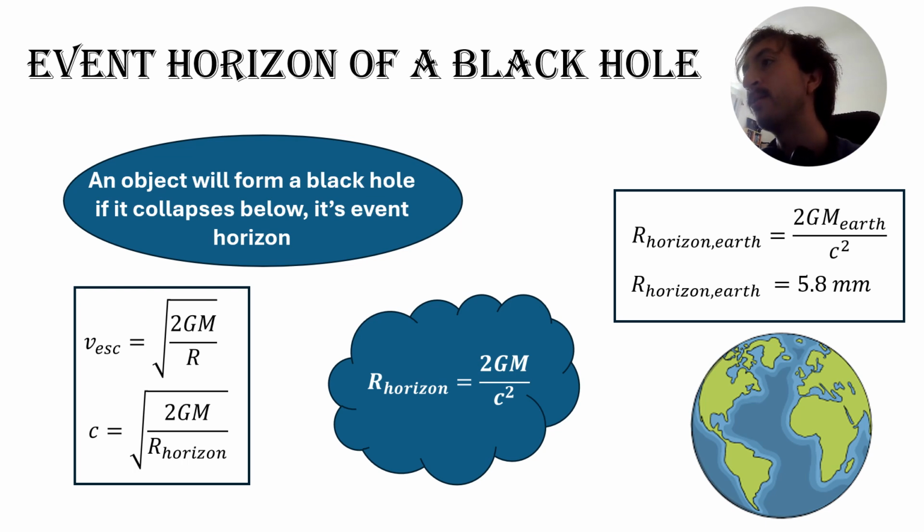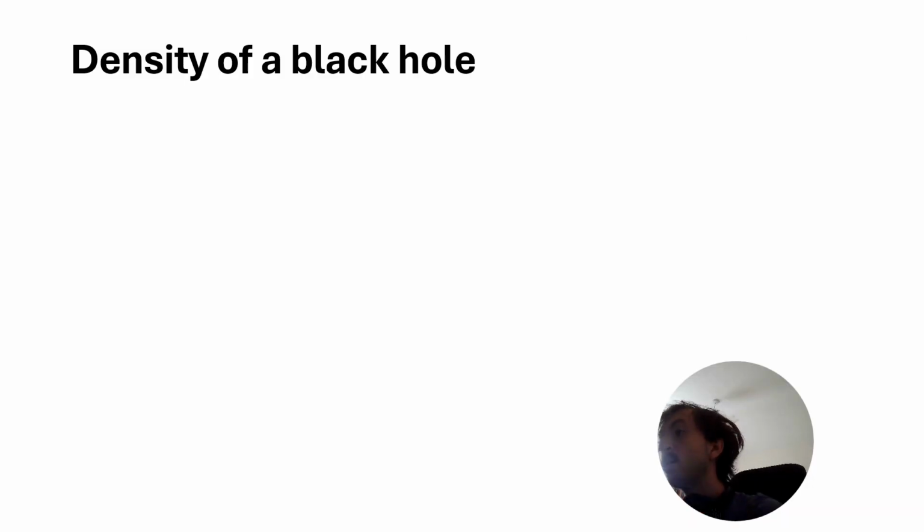But now we have a radius for black holes, we can do a little bit more before we finish up. So now we've talked a little bit about the radius of black holes and their size, we're in a position where we can talk about the density of a black hole. Now I wanted to talk about density because the density of a black hole is actually really surprising.